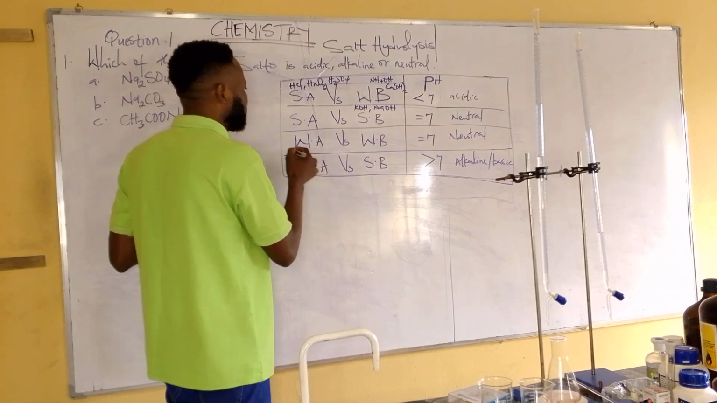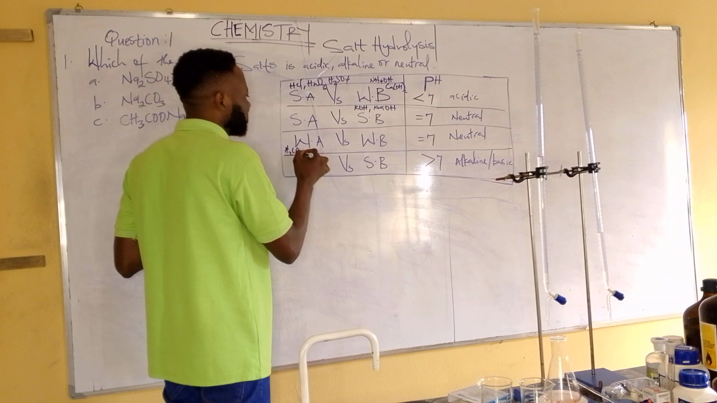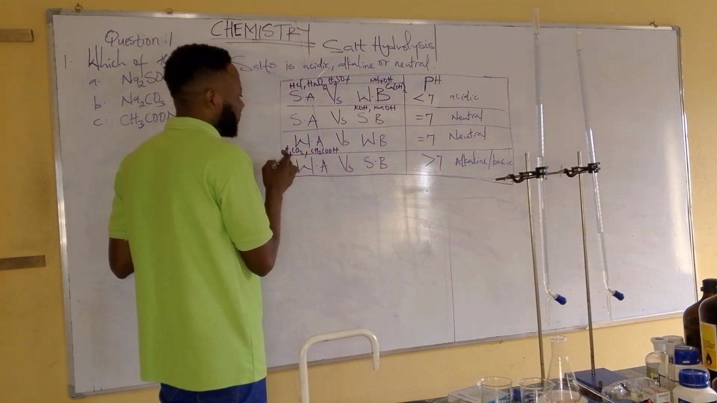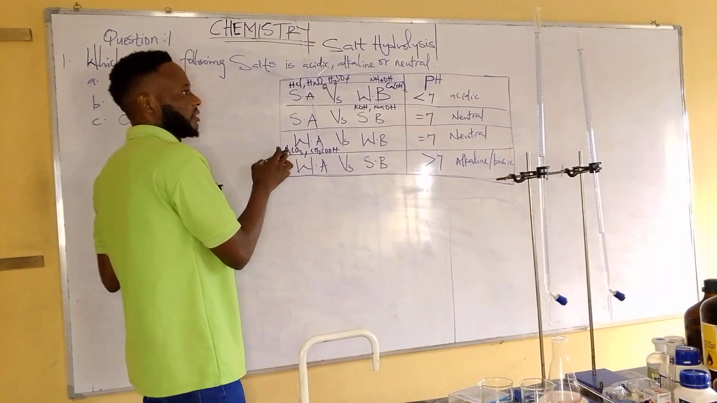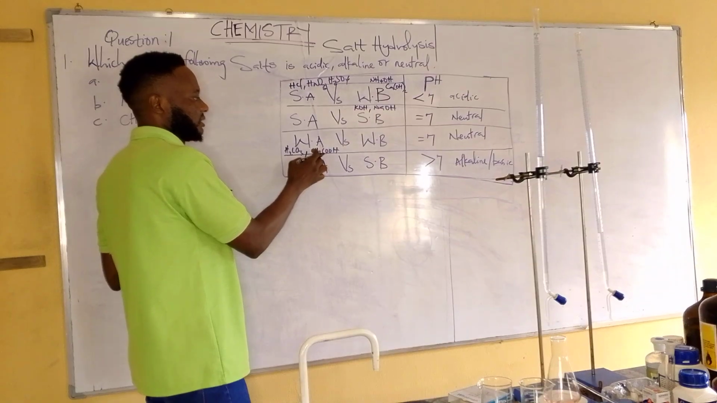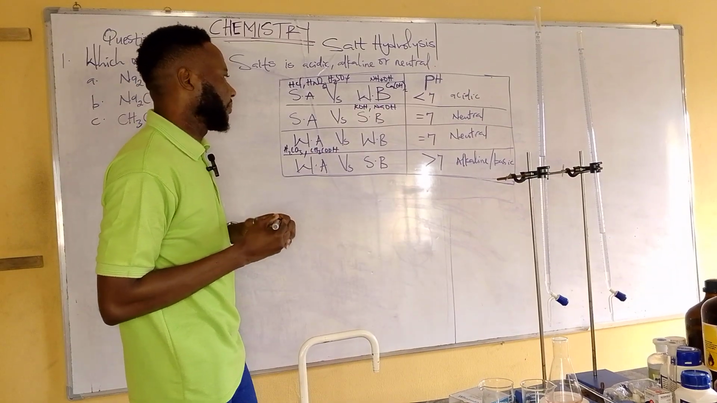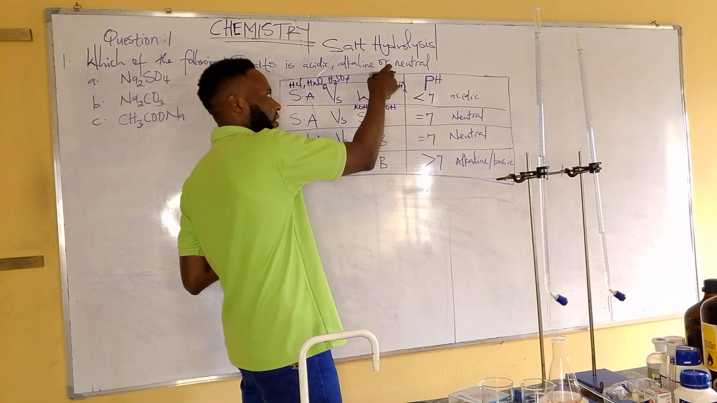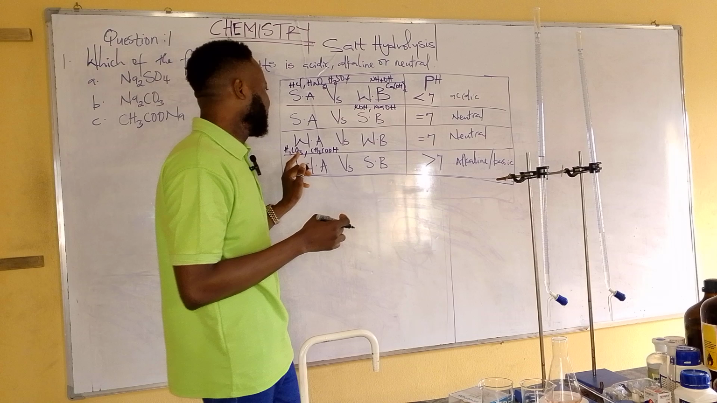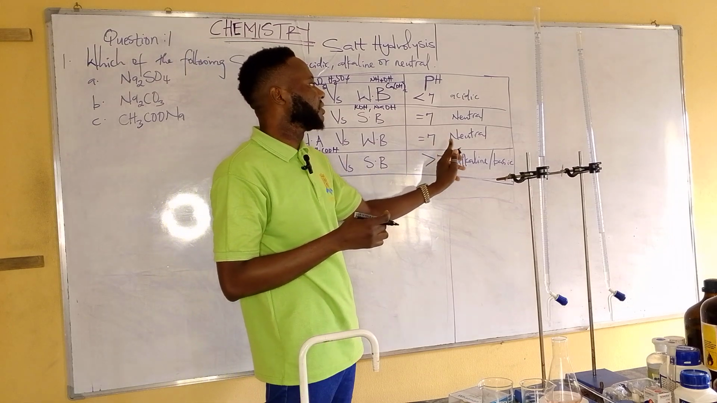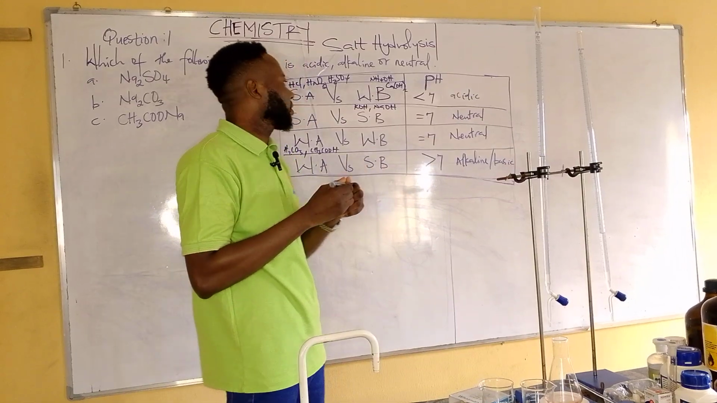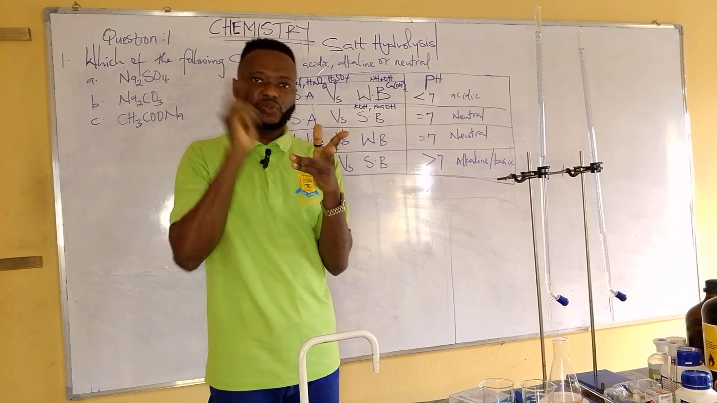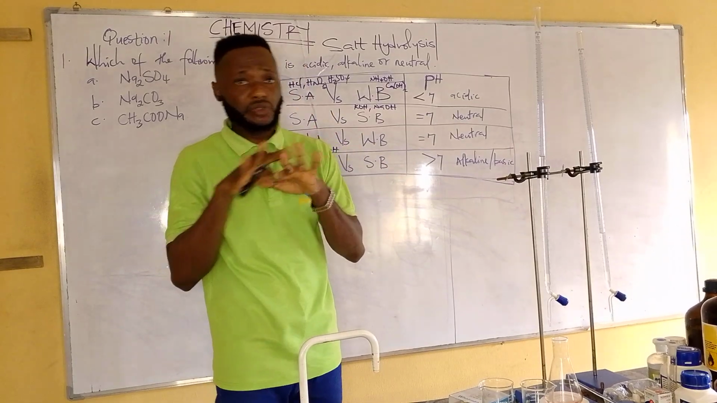This is weak acid. Weak acids such as H2CO3 and CH3COOH. I just gave the trioxocarbonate 4 acid and the ethanoic acid. They are both weak acids. Then for weak bases, I gave you ammonia and this. So whenever you have this reaction, the solution is going to be neutral. Take note: strong acid versus strong base, the solution is going to be neutral. Weak acid versus weak base, the solution is going to be neutral. The pH is going to be neutral.